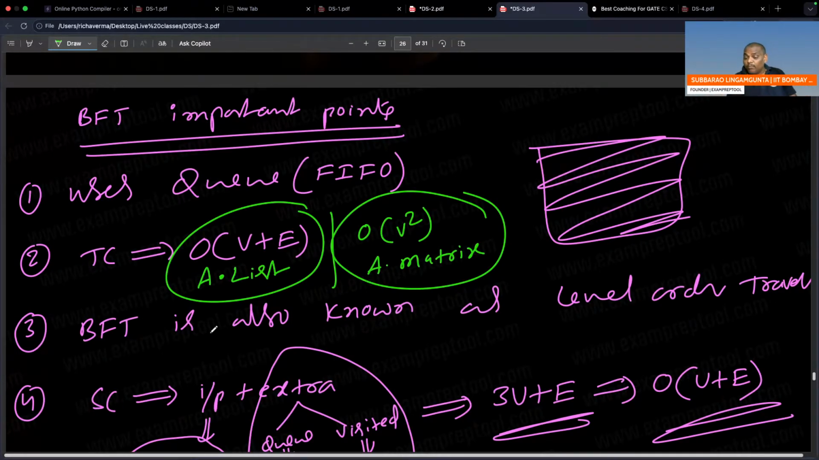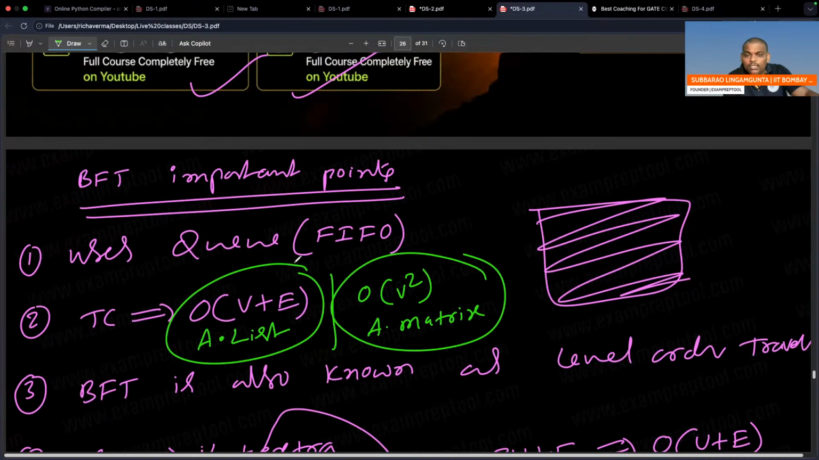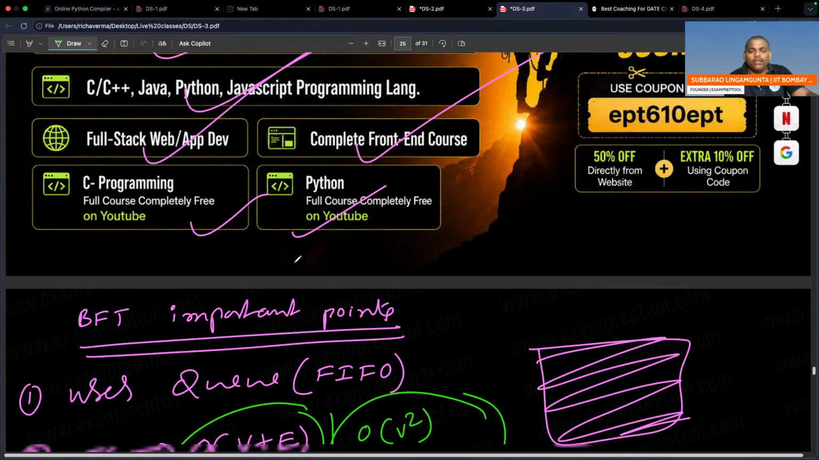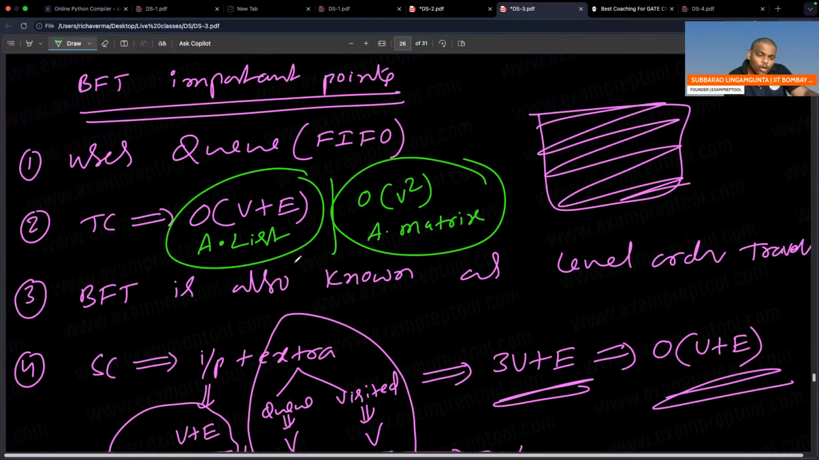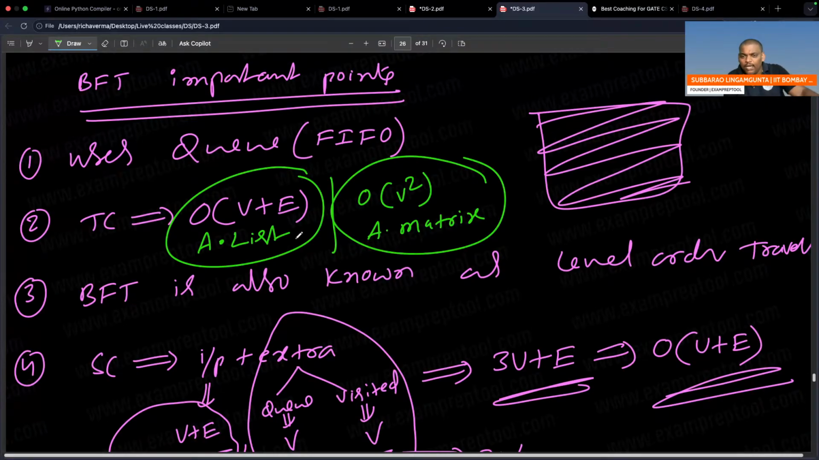If they mention matrix, it is V square, because the total matrix has to be scanned. If anyone is not getting this, I said this very clearly in the algorithm class, don't worry. I covered so many problems, I gave 10 problems also. Because Ankit asked, that is the reason I covered it here. Otherwise I don't cover it here because it is already there.